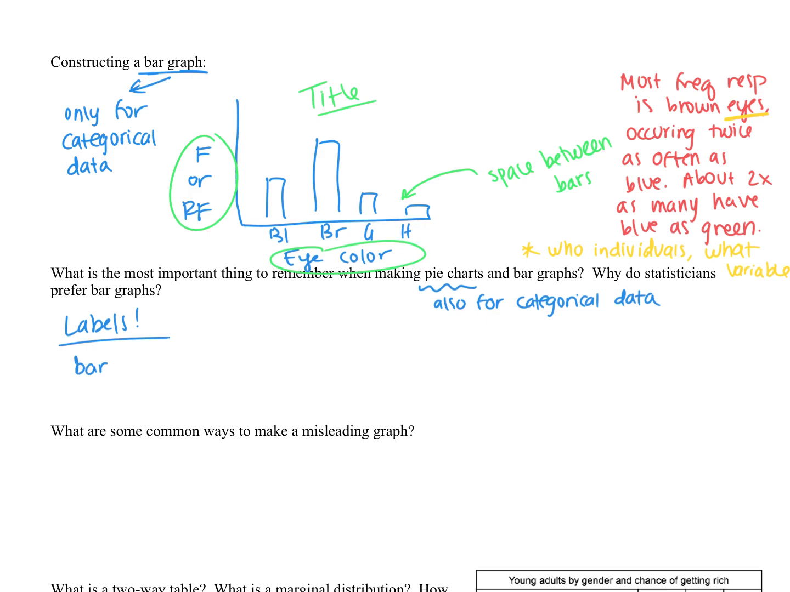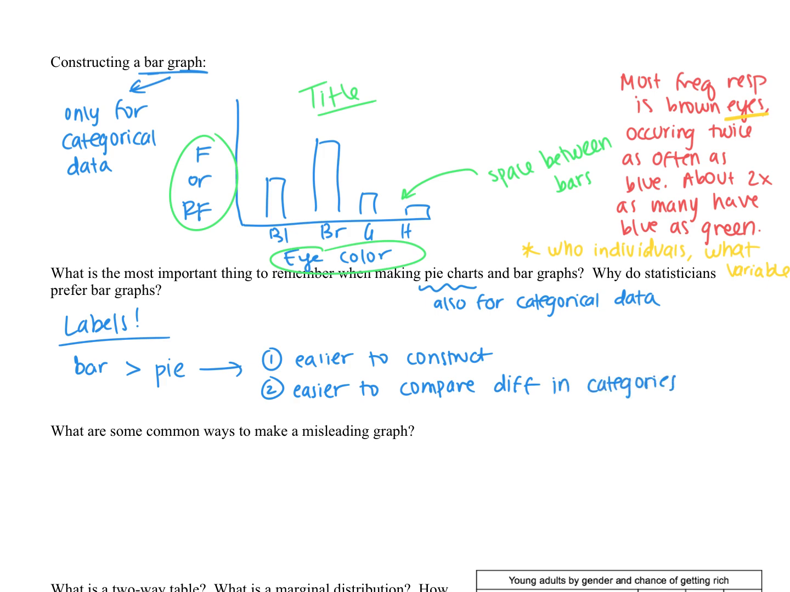Okay, and then the reason that bar charts are better than pie charts, there's really two of them. One, bar charts are easier to construct. Two, in bar charts, it's easier to compare the differences in categories, particularly when the differences are small. If there are small differences between two categories in a pie chart, it's very difficult to see. Sliver, and sometimes you just lump a bunch of those small slivers together into just one category.